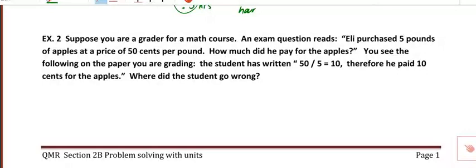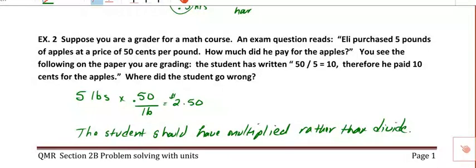Read this next problem, then write a statement about where the student went wrong in their understanding and how you would need to work the problem out correctly. You can pause the video, write your information down, and then play the video back and see if your reasoning is correct. So we see here that the student should have multiplied rather than divided those two values. Okay, let's look a little further.